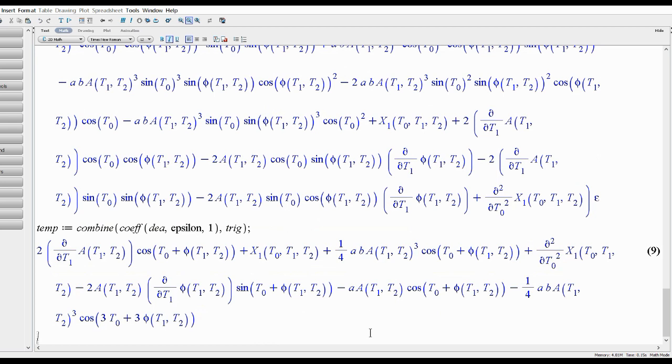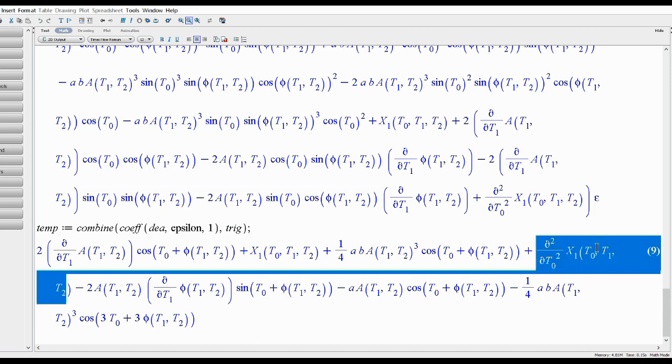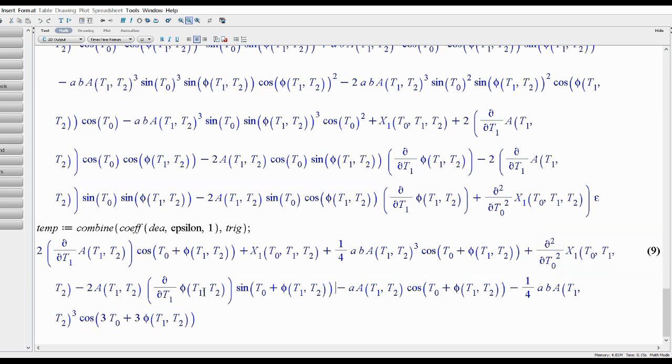There we are. Now here is what you need to notice. I have the x1 second derivative and I have the x1, and so this cosine is a resonant term, this cosine is a resonant term, this sine is a resonant term. Okay, so these are the resonant terms. We must insist that they are 0.